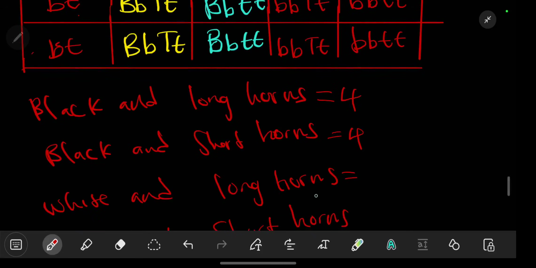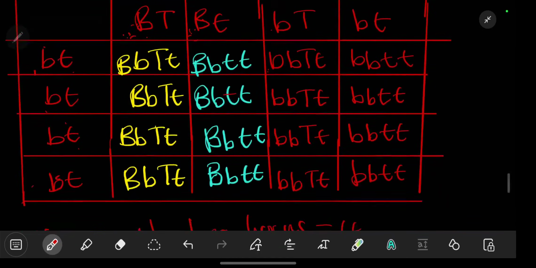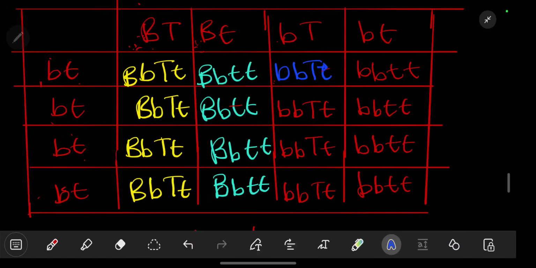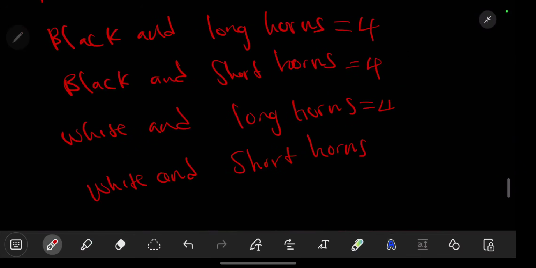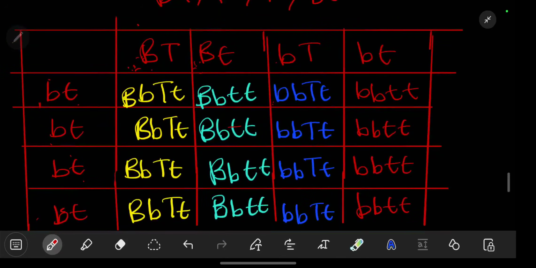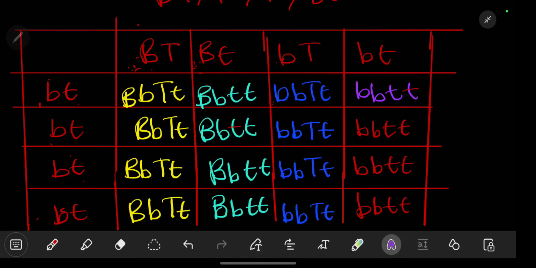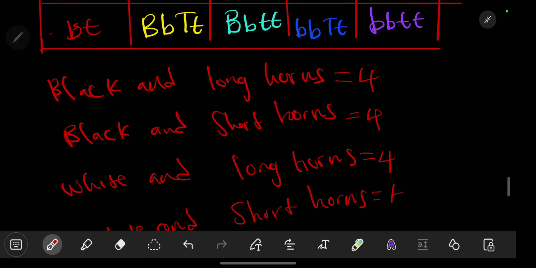Then our white and long horns, where you can see at least 2 small letters of B but at least one big letter T. So there we have number 1, number 2, number 3, number 4, like that. So we have 4. Then white and short, so all the small letters. We are going to have number 1, all the small letters, number 2, number 3, number 4, like that. So we are going to have our 4 like that.